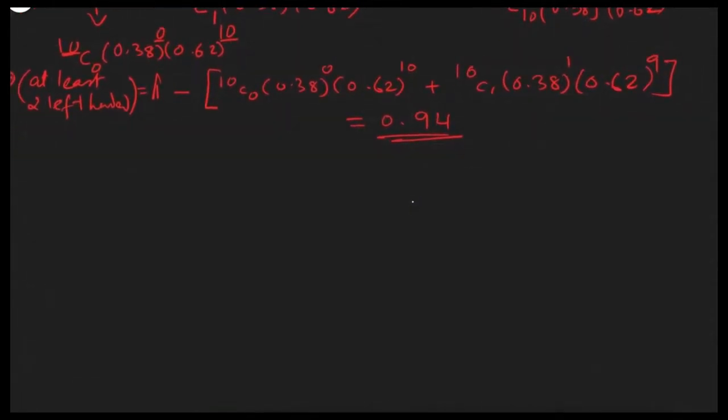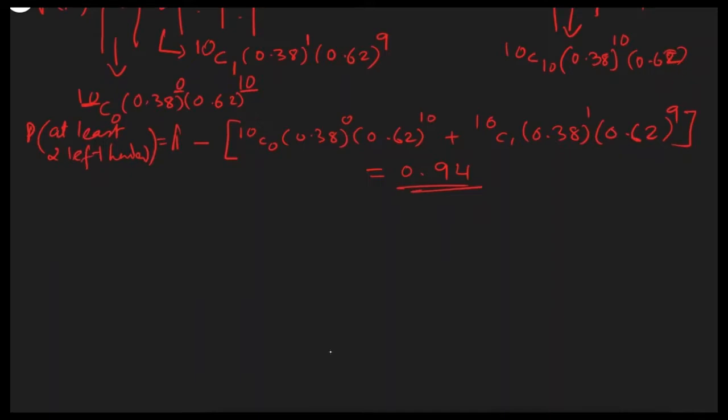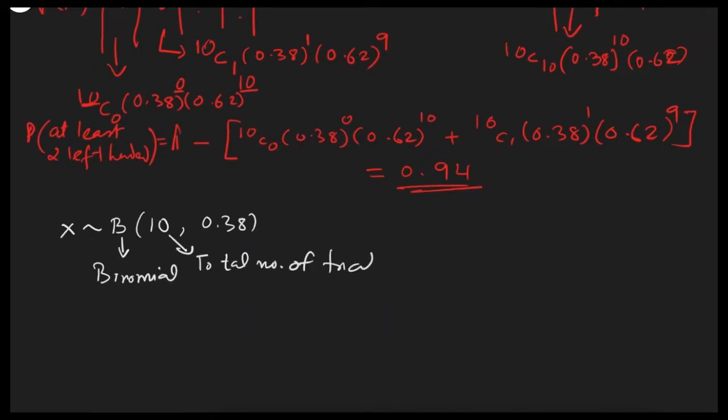Sometimes no word problem is given. They don't give any situation like we did here. They will just write: X is a variable such that it has a binomial distribution, say B(10, 0.38). Obviously, B means binomial distribution. 10 means the total number of trials or events, and this is the probability of success. So in such cases, they give you different questions.